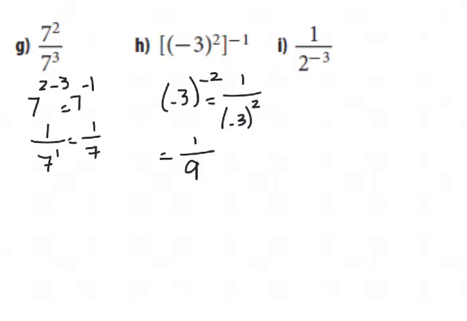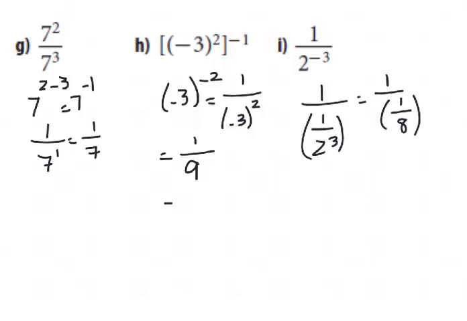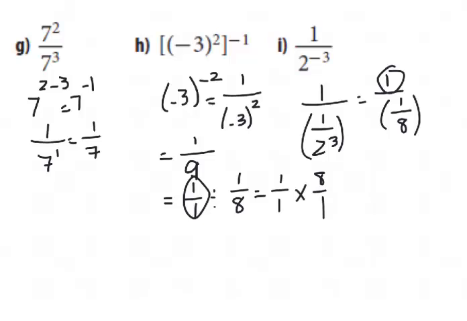The next one is 1 over 2 exponent negative 3. Remember, I can write it as 1 over 2 exponent 3, which is 1 divided by 2 exponent 3, which is 1 over 8. I can write this one as 1 over 1 divided by 1 over 8. Remember, 1 can be written as 1 over 1. This is the same as 1 over 1 times 8 over 1, which is 1 times 8 is 8. 1 times 1 is 1, so the answer is 8.